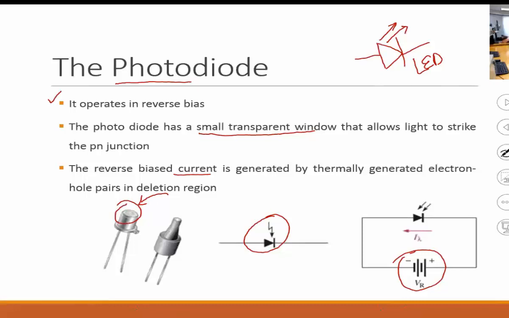Again, that's just an arrow. So you can use either this arrow or that arrow, it doesn't matter, as long as the arrow is pointing down onto the diode. When the arrow is pointing up, it's emitting the light. If it is down, it's receiving the light.